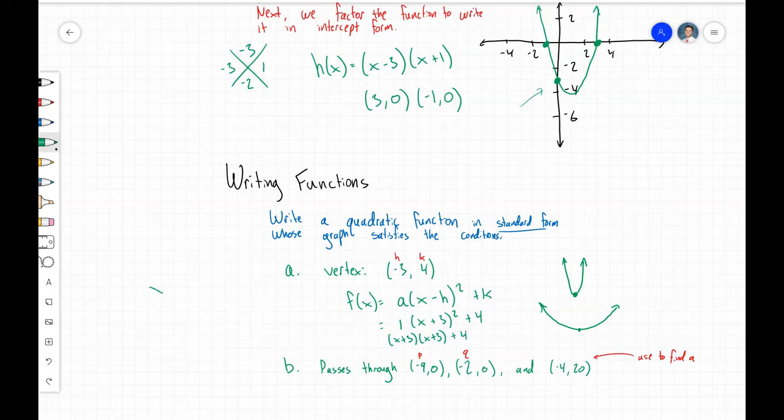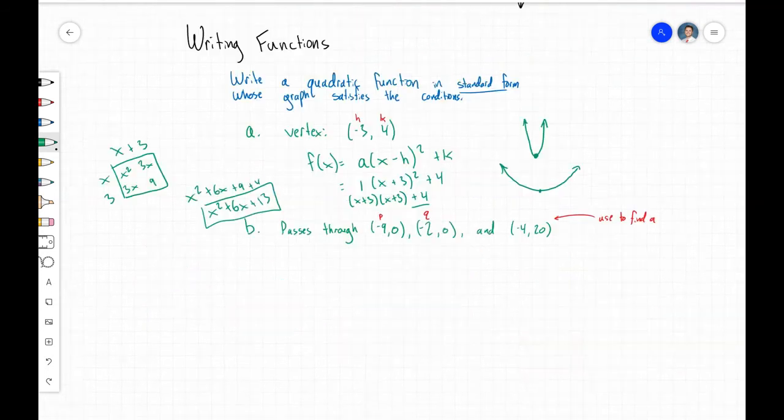So let's start by multiplying. x plus 3 times x plus 3. We get x squared plus 3x plus 9. So that's x squared plus 6x plus 9. And then we're also adding 4. So that would give us x squared plus 6x plus 13. And this would be our function in standard form that has a vertex of -3, 4. Let's look at this last one here.